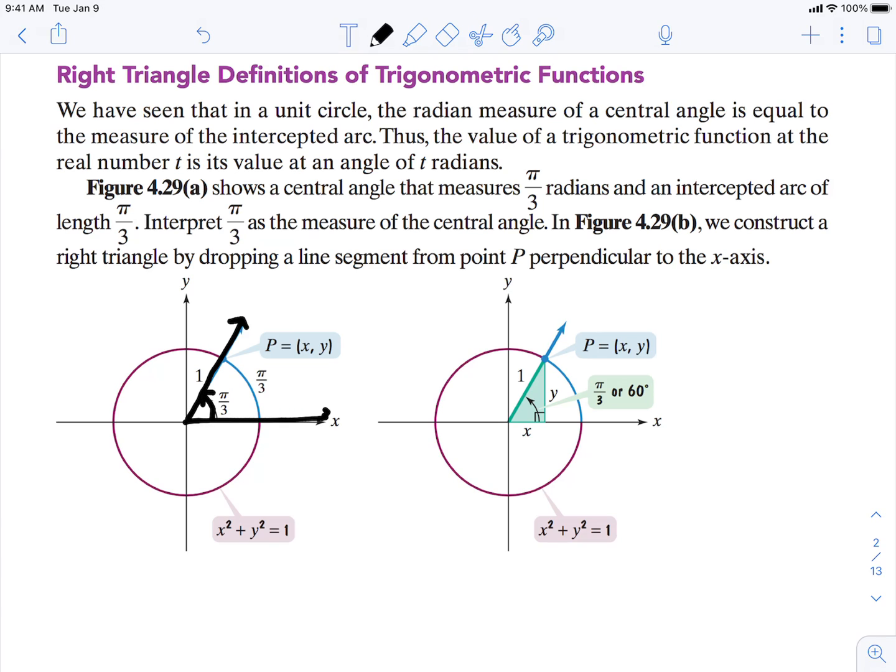on the unit circle. And then there's a point x comma y. In the second figure, here would be pi over 3 or 60 degrees. And what we do is we can drop a straight line down, creating a right triangle. And then this would be your x value and your y value of your ordered pair. And then this radius is always 1, like it is over here.